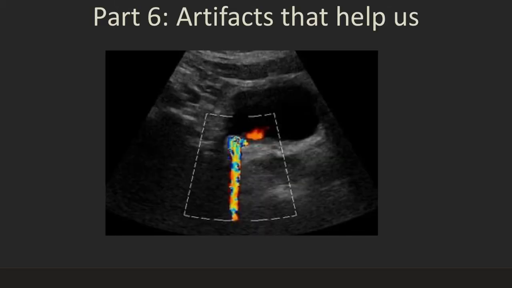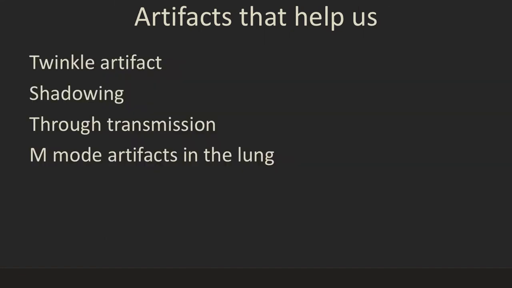And we're going to talk here about artifacts that can actually help us make diagnoses by ultrasound. These are the four artifacts I'm going to talk about here: the Twinkle artifact, shadowing, through transmission, and M-mode artifacts in the lung.